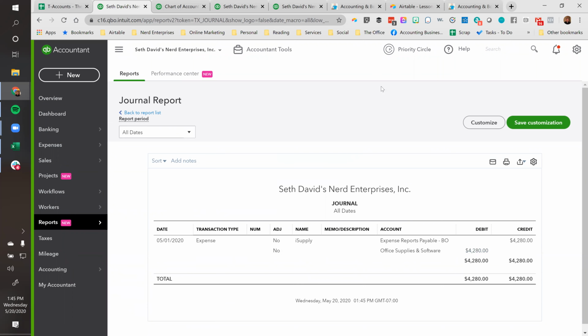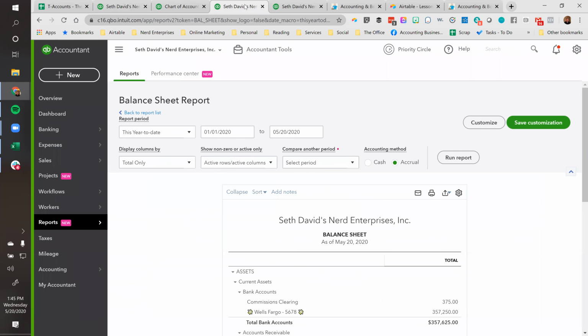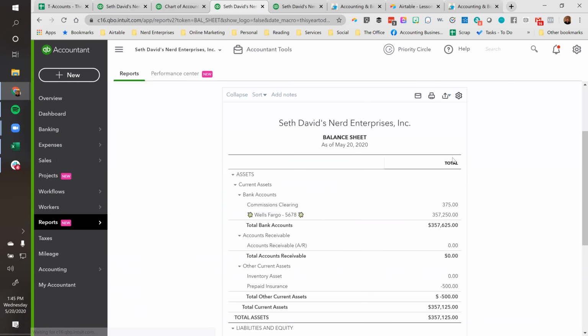Now let me show you a couple of other things. First of all, let's go to my balance sheet, and I'll just click Run Report to refresh that.